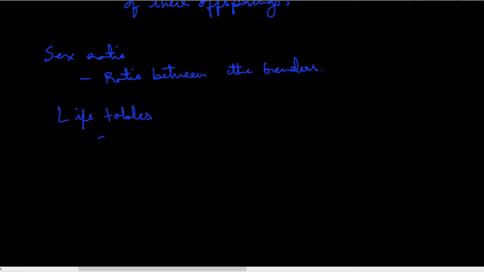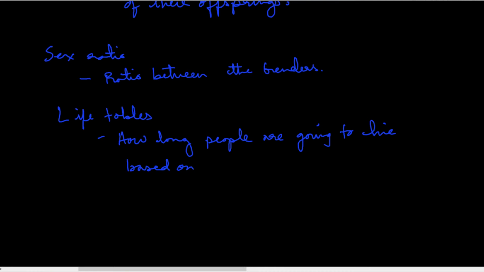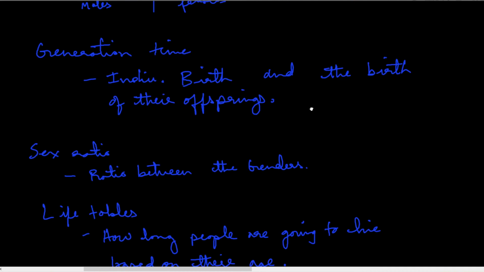So the life table is how long people are expected to live based on their age. Okay, and so that's about it.